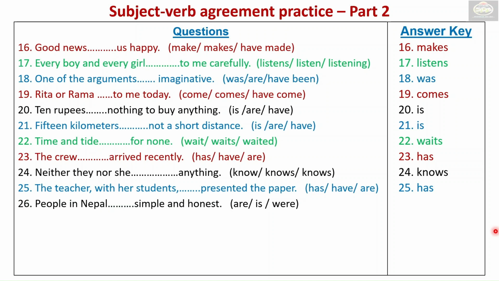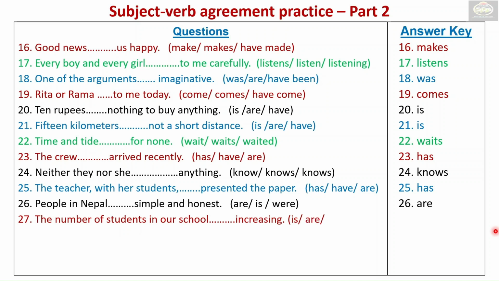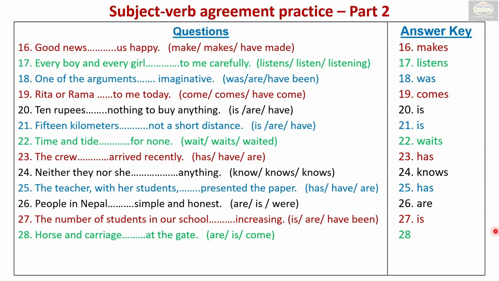People in Nepal, agreement with people, are. The number of students, it denotes a number only, not people, is. Horse and carriage, two nouns as a singular unit. Horse and carriage is.